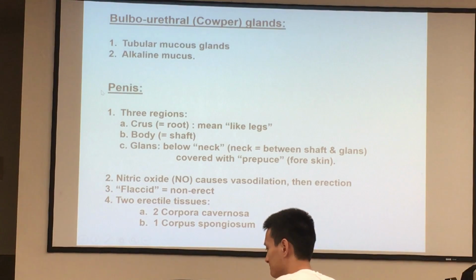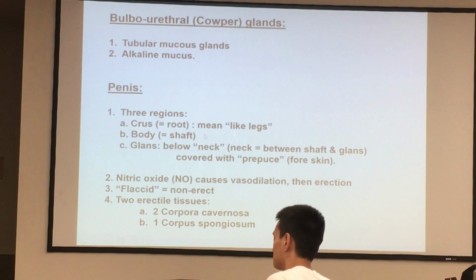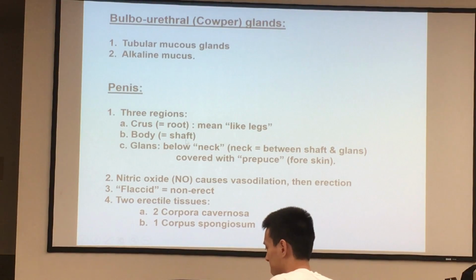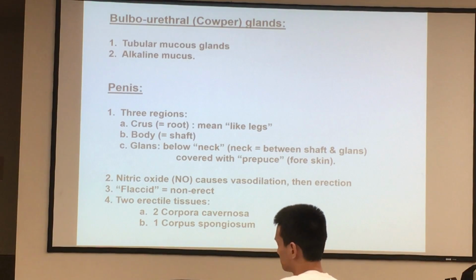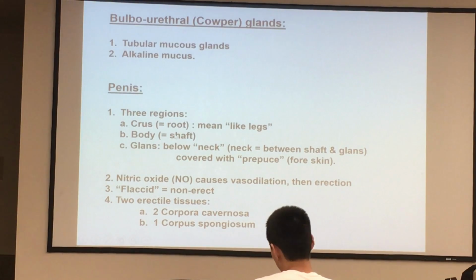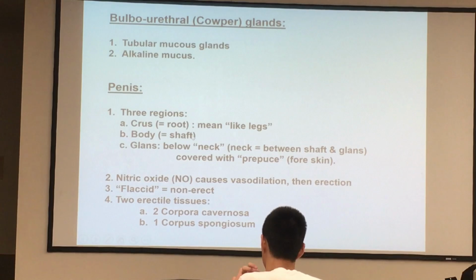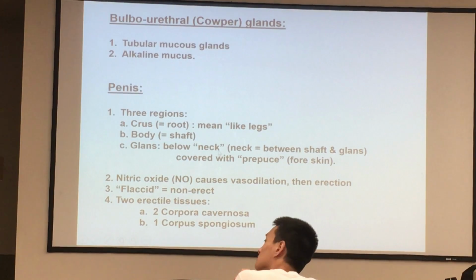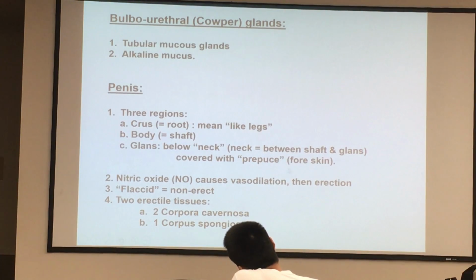Now we go to the penis. Okay, let me finish this part. We divide it into the root, the body, and the glans. The root has two parts, right and left. The body also has a shape. The glans and the body have a neck between these two parts, and it is covered by a foreskin called the prepuce.